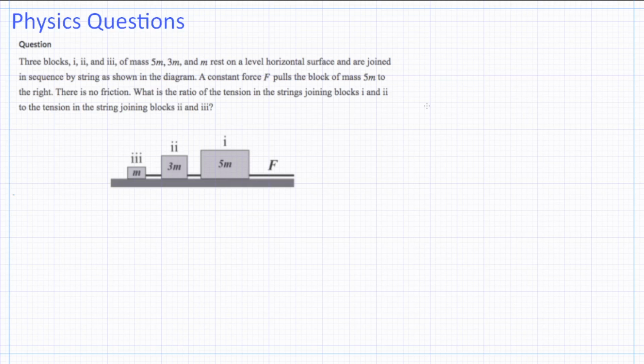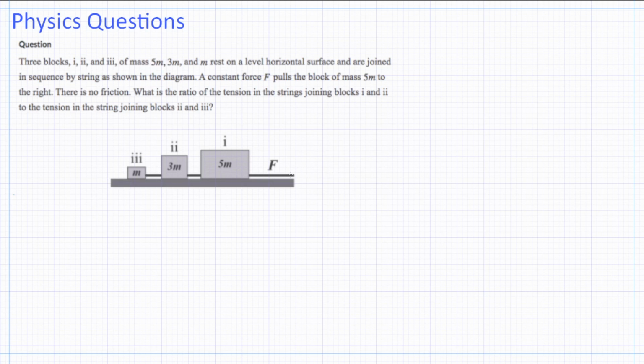Okay, so we have a forces question now. We've got three blocks, 1, 2, and 3, of masses 5m, 3m, and m, at rest on a level horizontal surface and joined in sequence by a string, as shown in diagram A. They've got some strings here, and we expect that there will be some tension forces here.